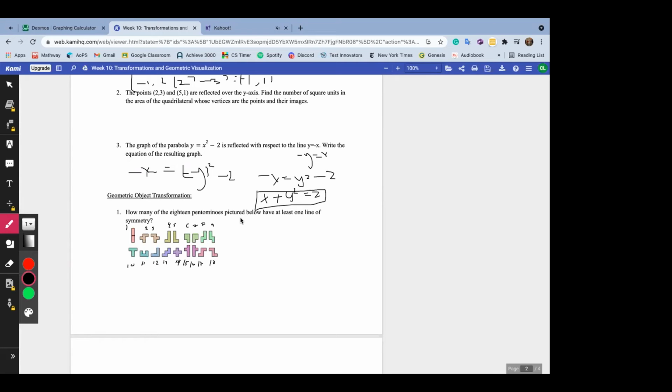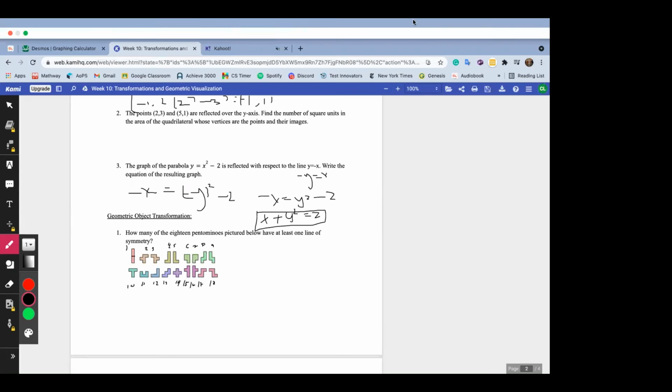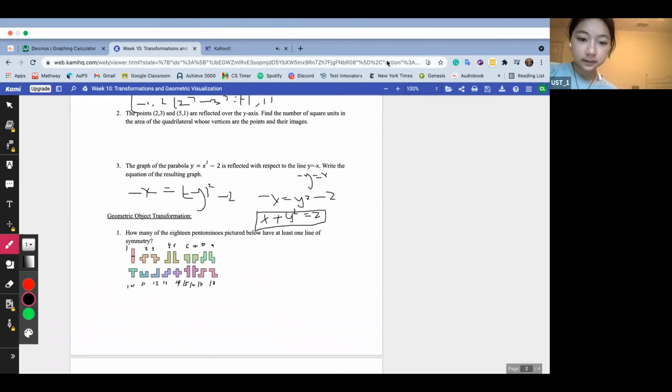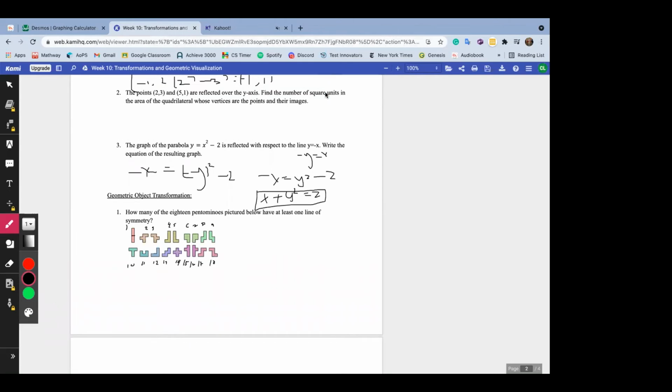I found all of them that have a line of symmetry. So should I? You can send them in the chat. Okay, I'll send it to you privately. Yeah.